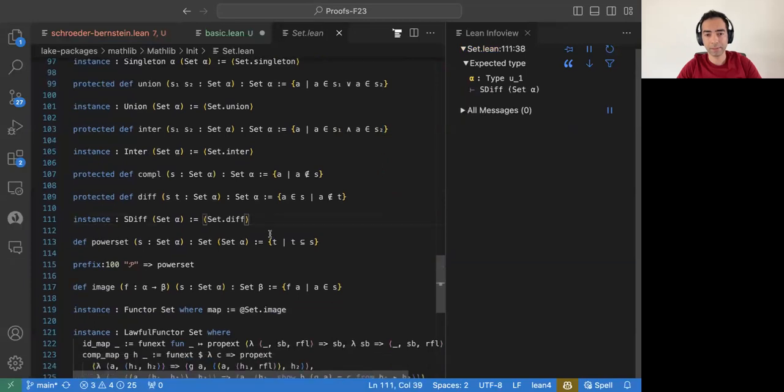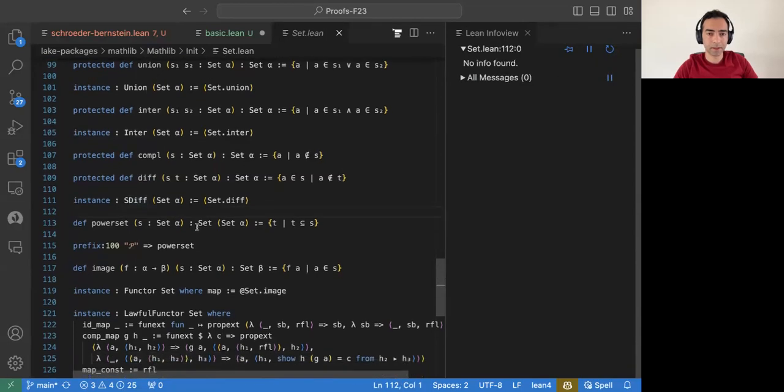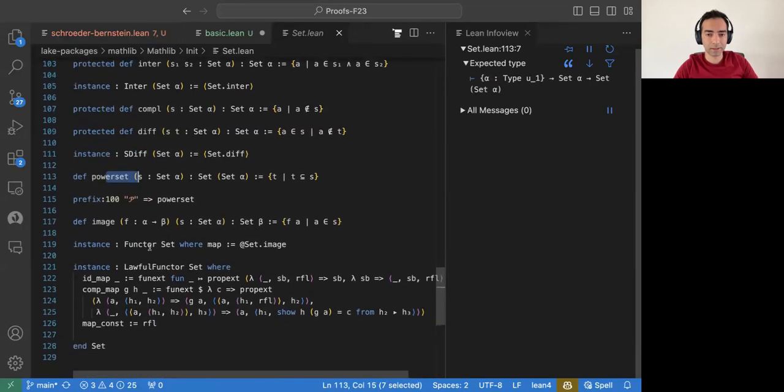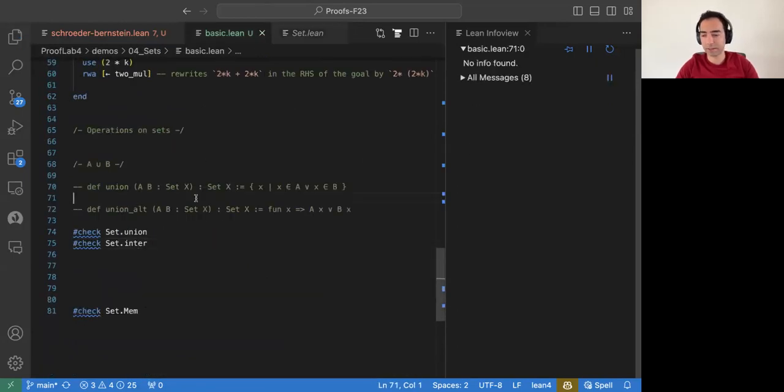Similarly, you can see that in Mathlib there is a notion of diff. When I say Mathlib, look at the path here. So we are in Mathlib. There is a folder called Init for initials, and then there is Set.lean. There is a notion of symmetric difference, a notion of power set, and so on and so forth. But let's start experimenting with a few of them, and prove some stuff about them.